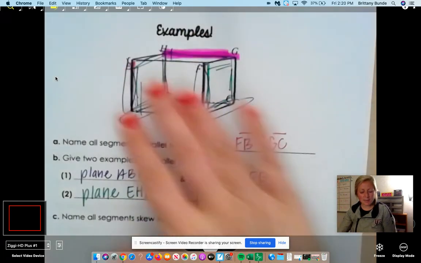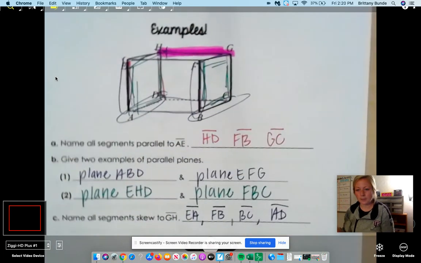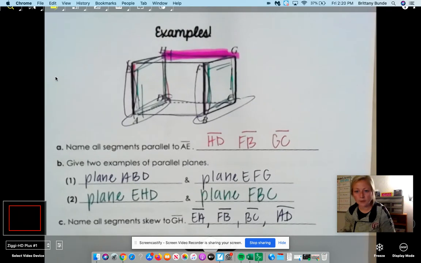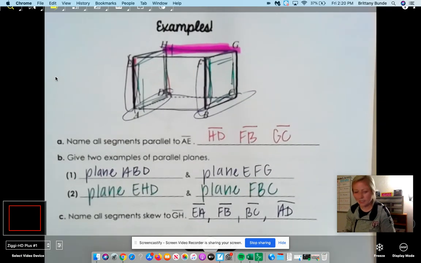I know my picture's kind of messy, so if you're confused about that, we'll do some whiteboard review or something like that in class to hopefully clear up any of that confusion.